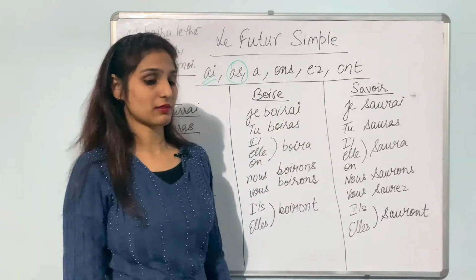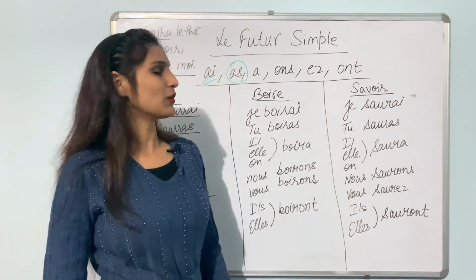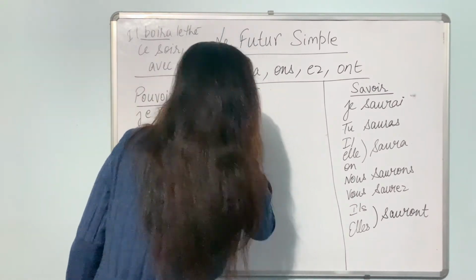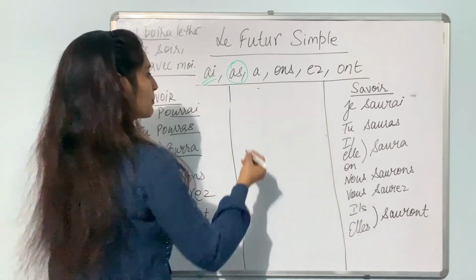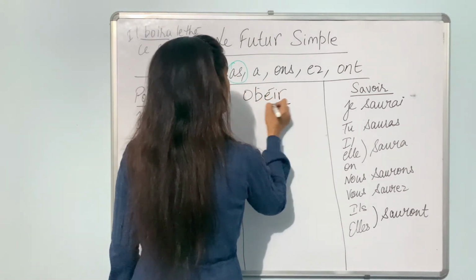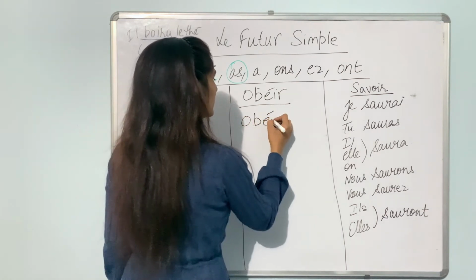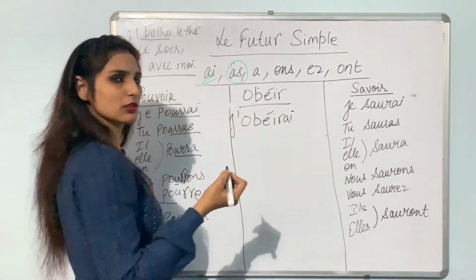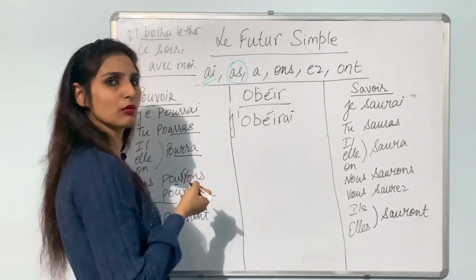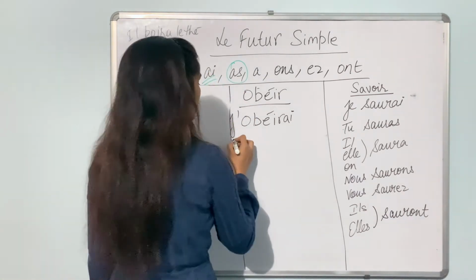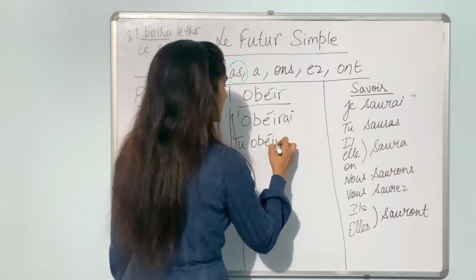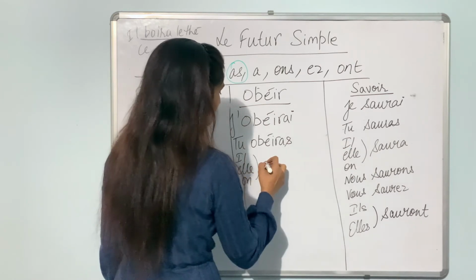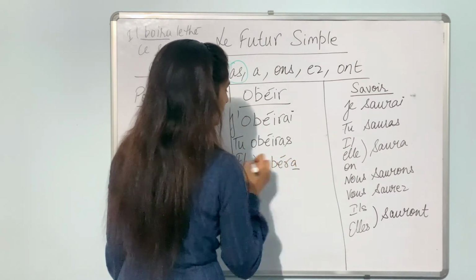Third category verbs are a bit tricky. Even the IR ending verbs, for example, you have the verb obéir. Obéir means to obey somebody. You simply add, with je, j'obéirai, because with a vowel and the first person pronoun we do the joining, so this is going to happen over here. Tu obéiras with an S, il, elle, and on, that is going to be obéira with an A.